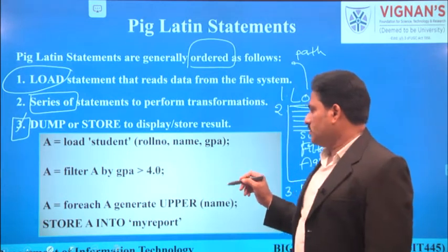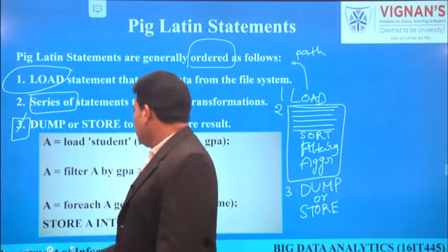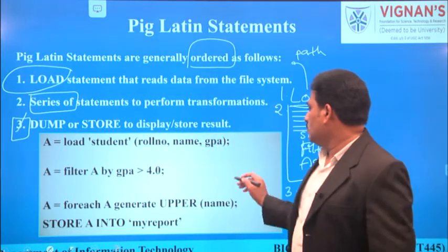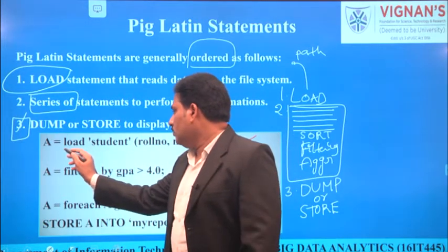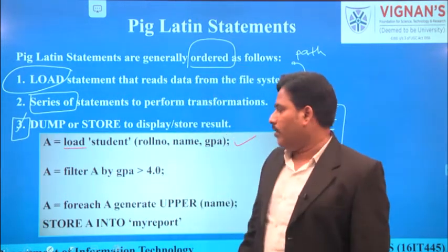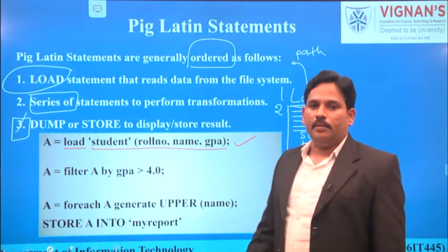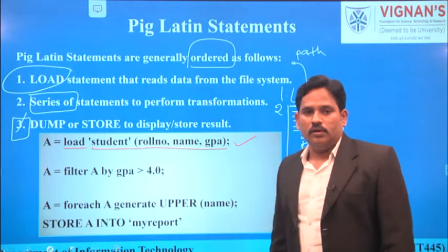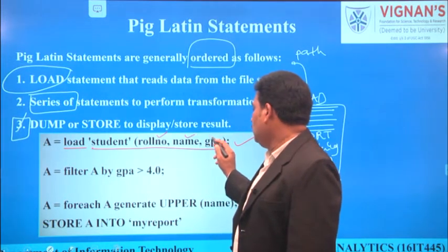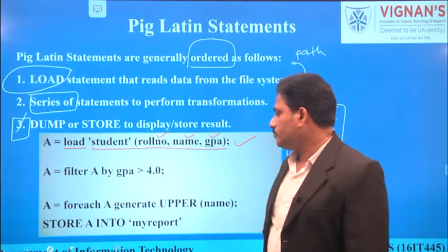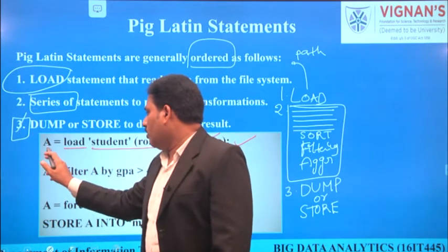Let's have a look at this example here. Here we have written some basic example. The first statement is the load command. Look at here, we used a command called the load command. And what is a load command? Here we are loading a database table that is called student table. And the student table is having three attributes: roll number, name and GPA of the student. This is order number 1.